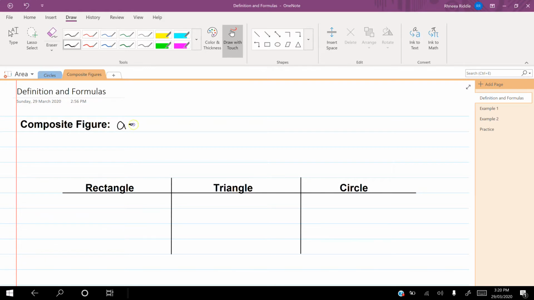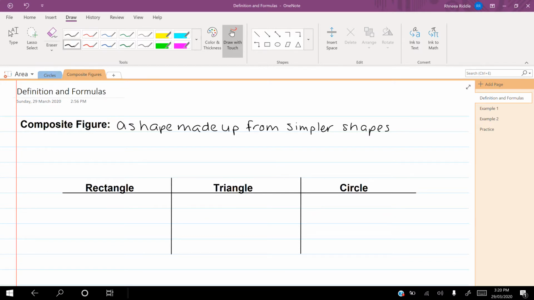So a shape made up from simpler shapes. So when we think of a composite figure, that can be a little difficult just from definition to think of what it is. So simple shapes are basically rectangles, triangles, and circles. There can be more, but we're going to focus on those.